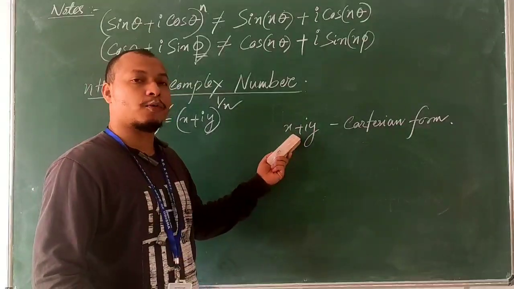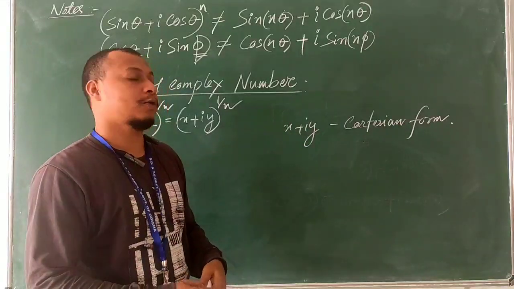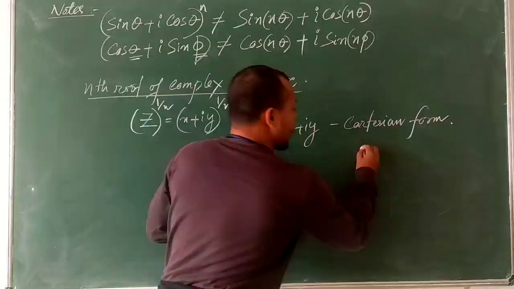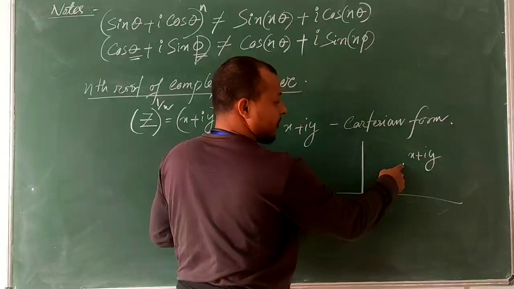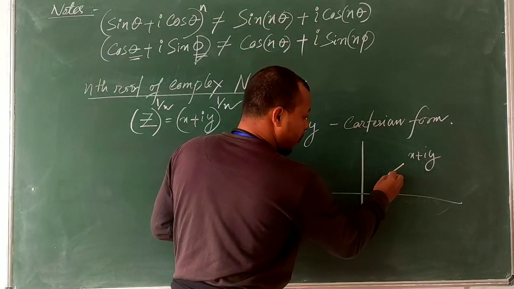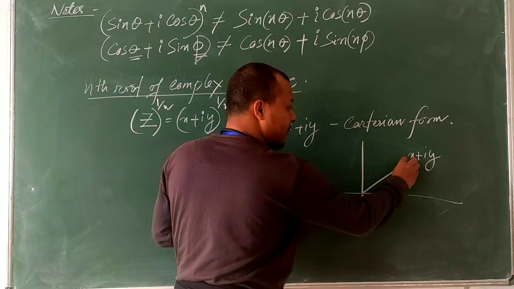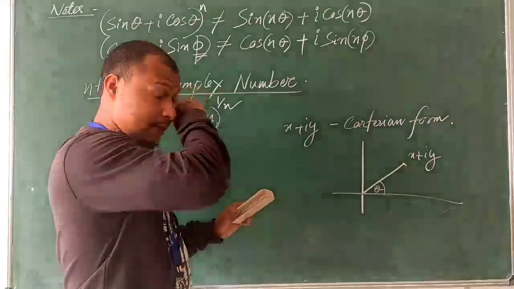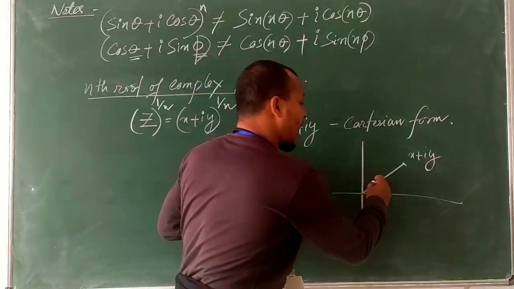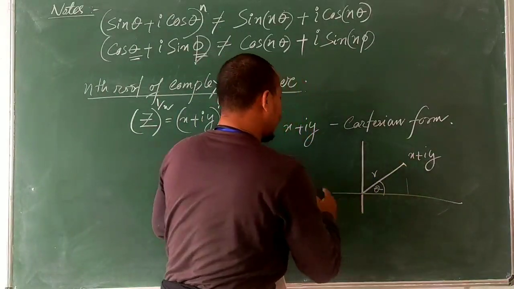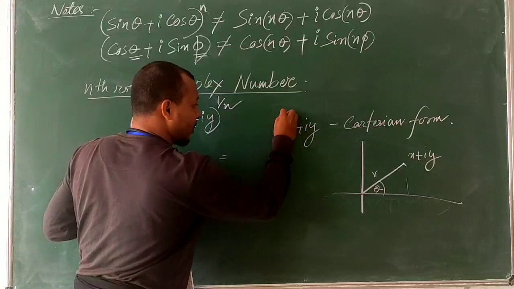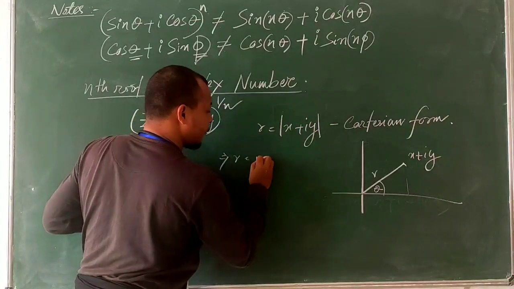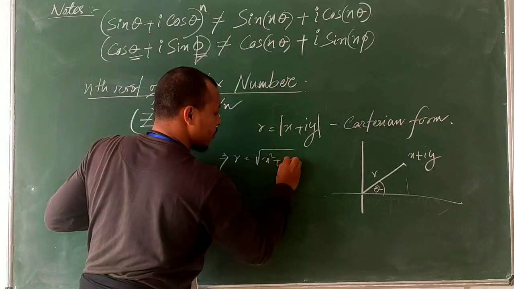So we have to convert the Cartesian form into polar form. What is our complex number? To get the polar form, we need the magnitude, this length, and we need one angle. The length we write as r. The magnitude of this one is r, and r is basically the square root of x square plus y square.